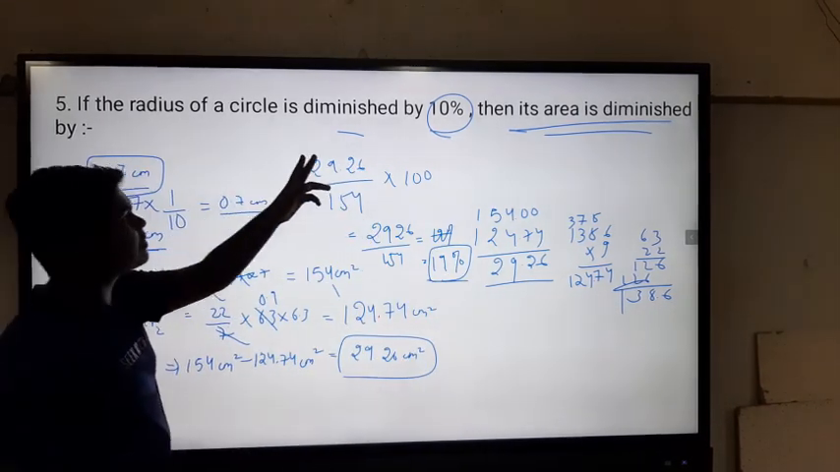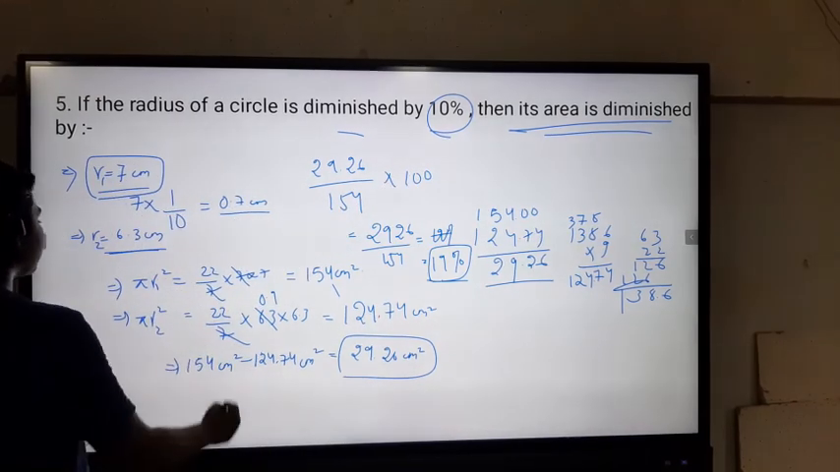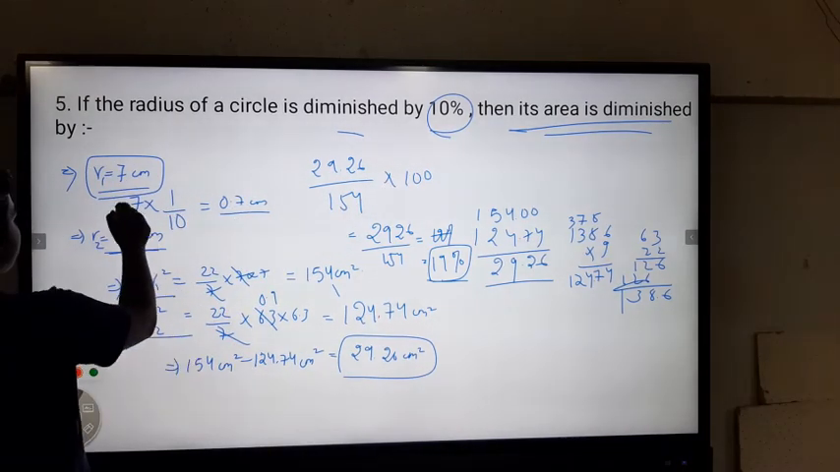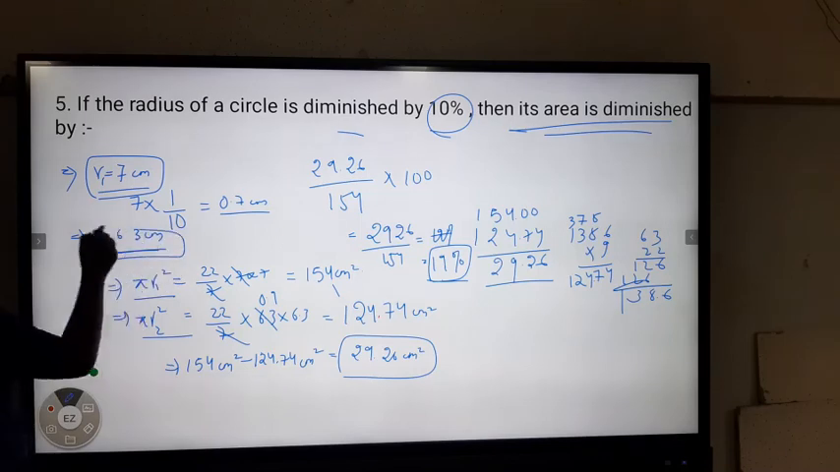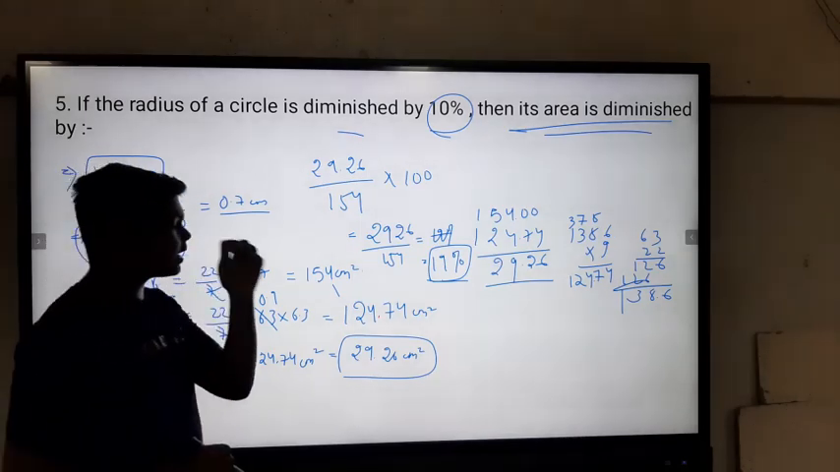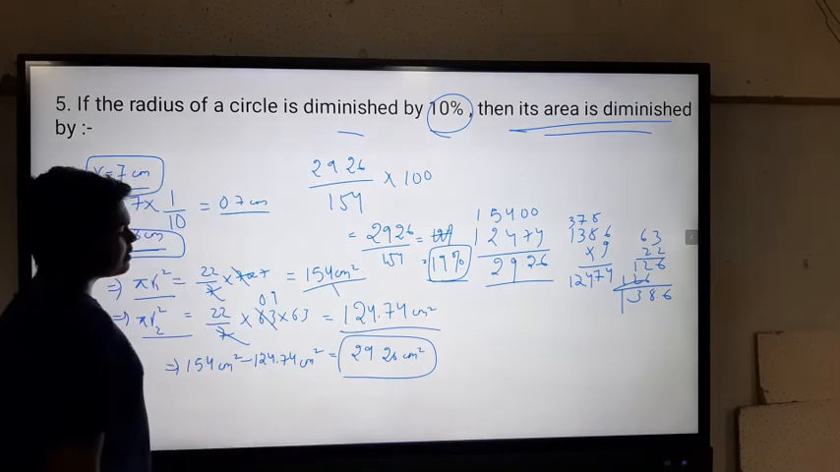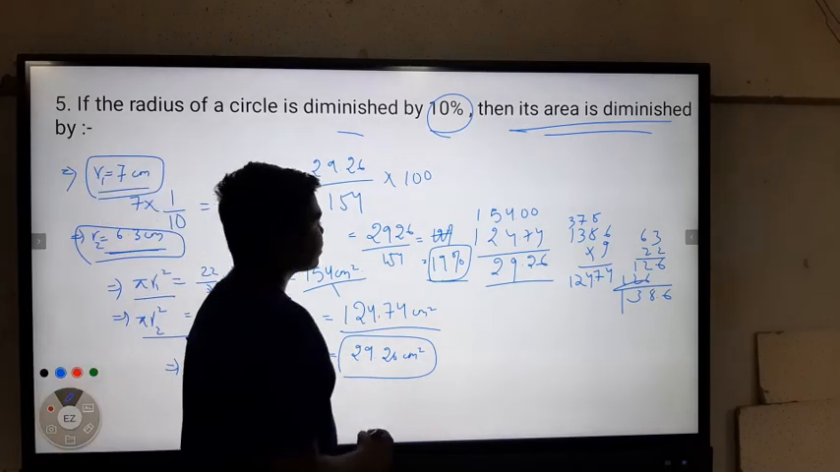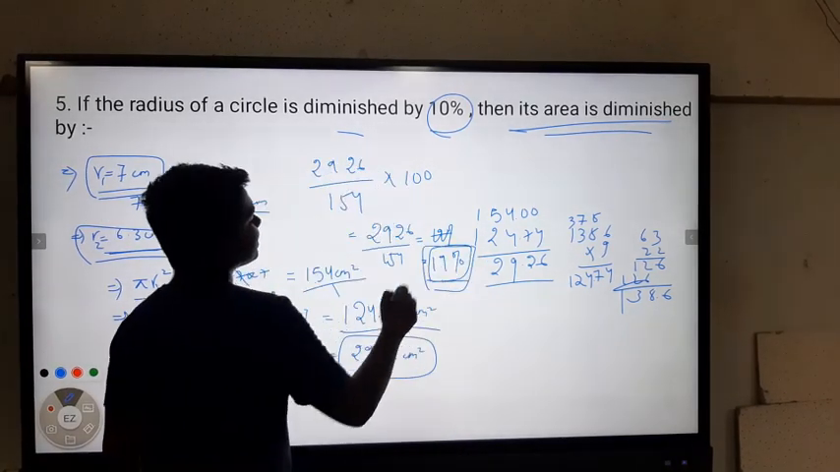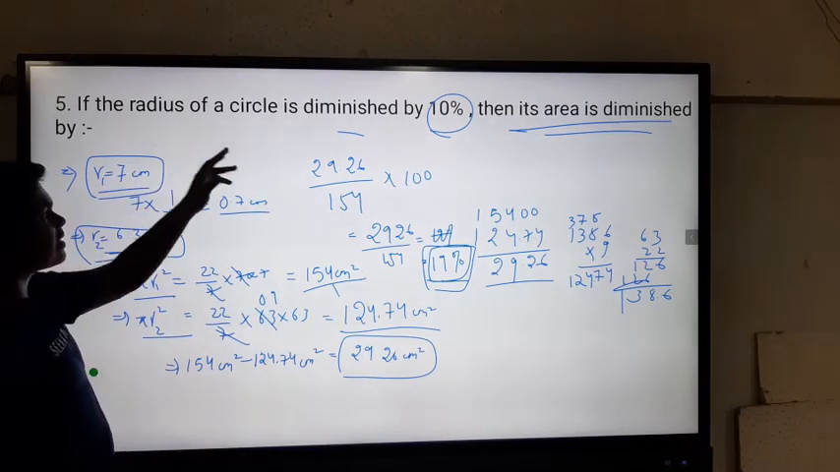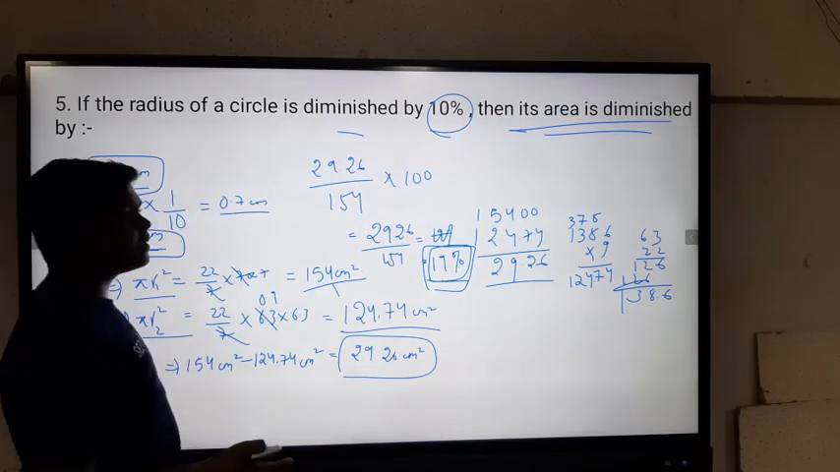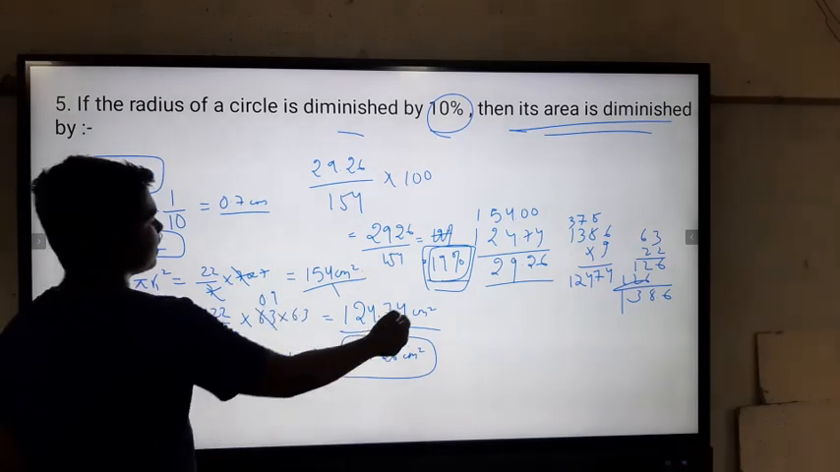So the radius is diminished by 10%. After calculation the radius is 7 cm, and after diminishing it will be 6.3 cm. Then their areas will respectively be 154 centimeter square and 124.74 centimeter square. So after that we get that 19% of the area is diminished. If the radius of a circle is diminished by 10%, then the area will diminish by 19%.